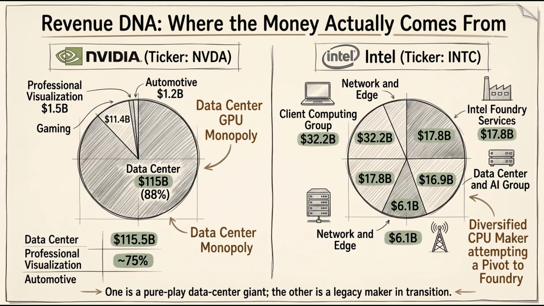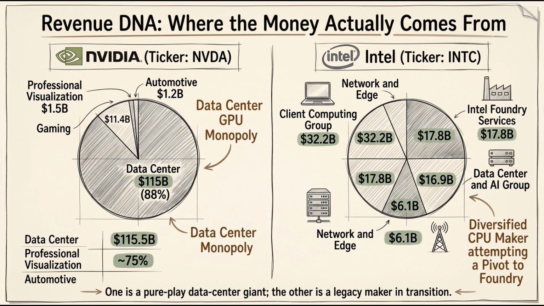If we look at their revenue DNA, we see where the money actually comes from. Nvidia's revenue is heavily concentrated, with $115 billion from data centers, representing 88% of their total, plus $11.4 billion from gaming, $1.5 billion from professional visualization, and $1.2 billion from automotive. Intel's revenue is much more fragmented, splitting $32.2 billion across its client computing group, $17.8 billion in foundry services, $16.9 billion in data center and AI, and $6.1 billion in network and edge.